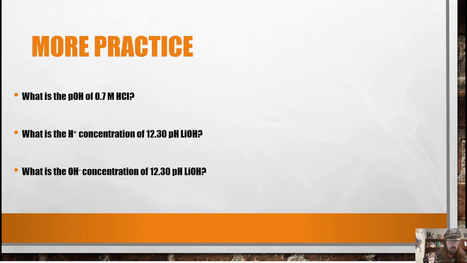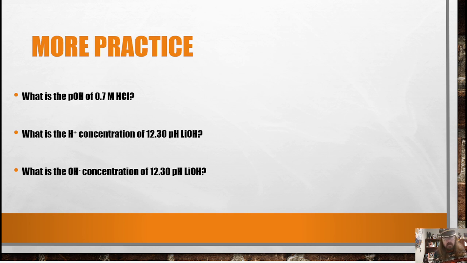So, a couple more problems. I'm asking, what is the pOH of 0.7 molar HCl? If I have 12.30 pH LiOH, what is the [H+]? And then also, what is the [OH-] of that same situation?